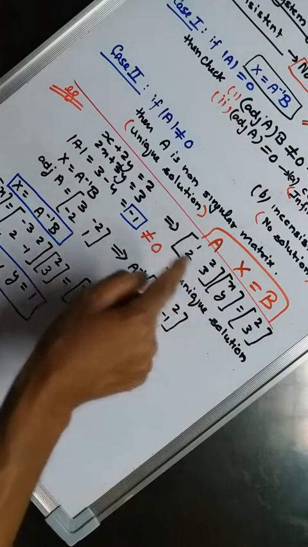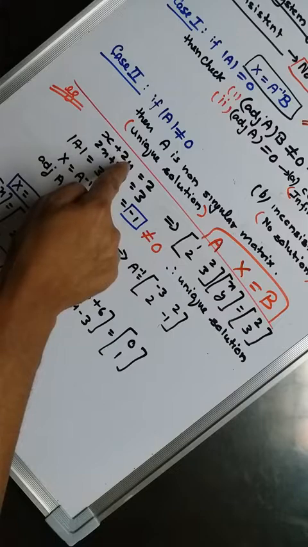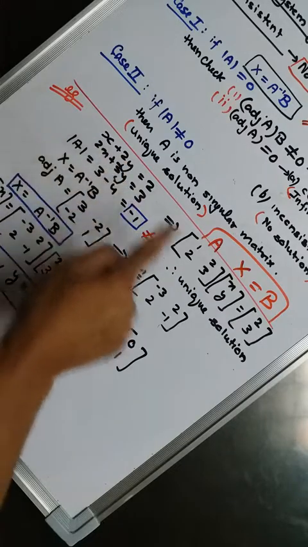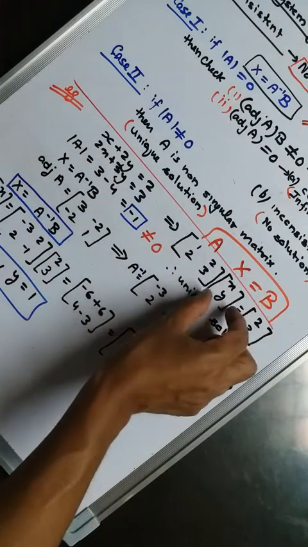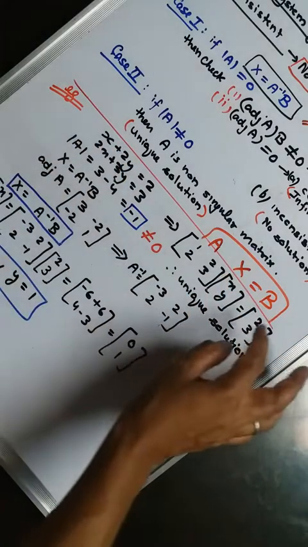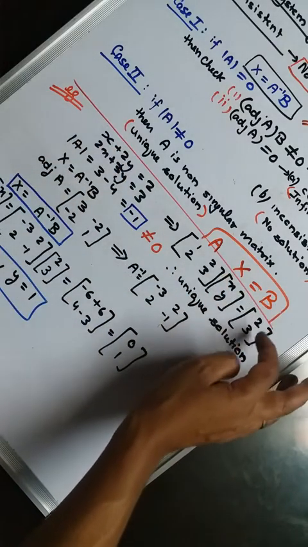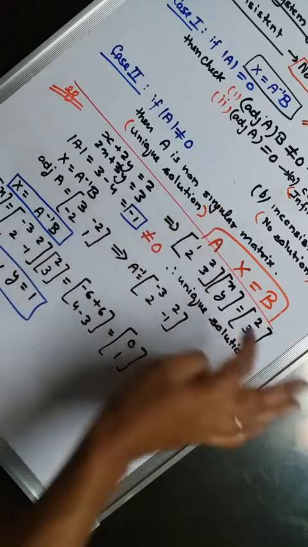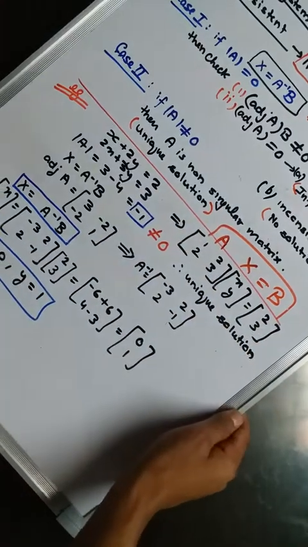In this format only you have to write the equation. So A is what? All the coefficients of x, y: 1, 2, 2, 3. X is what? The variables. And B is what? Whatever constant terms are given in the question: 2, 3. The constant terms. Now how to solve them?